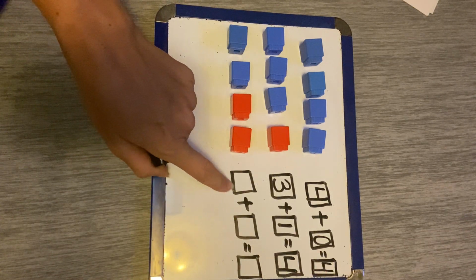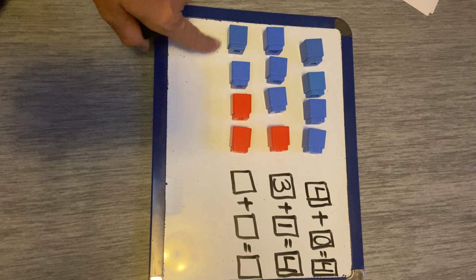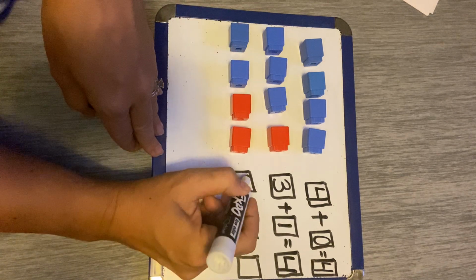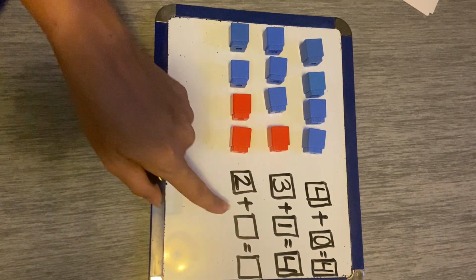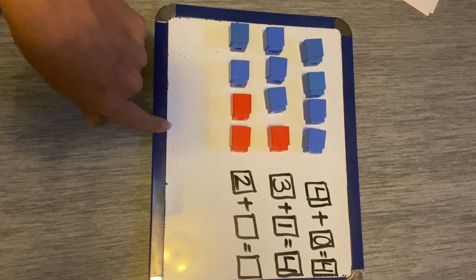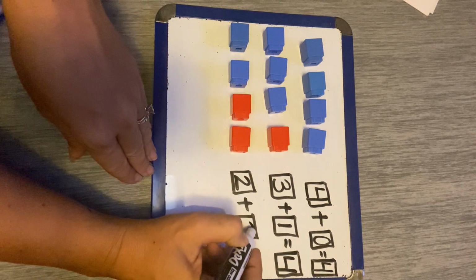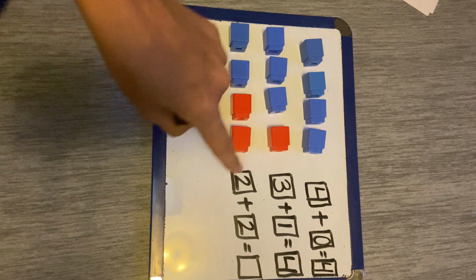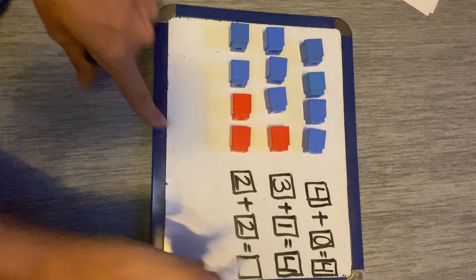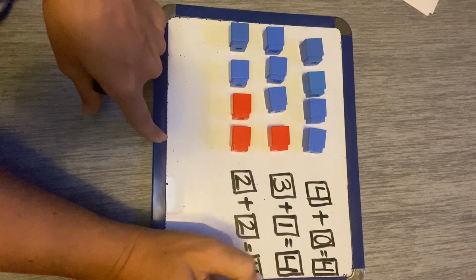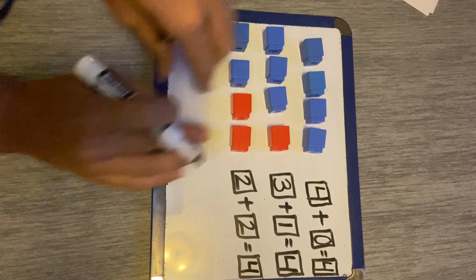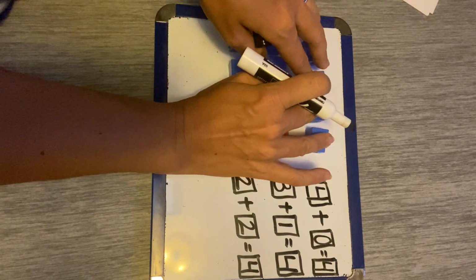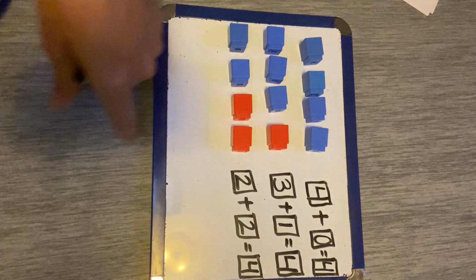If this box were outlined in blue, how many blue ones do you have in this set of 4? 2. You'll fill in that blue box with 2. Plus, how many red ones do you have? 2. You'll fill in 2. And we know that 2 plus 2 equals, how many have we been using? 4. Again, the same sum as the other ones, because we're not taking away any. We still have 4 here, 4 for this problem, and 4 for this problem. So 2 plus 2 equals 4.